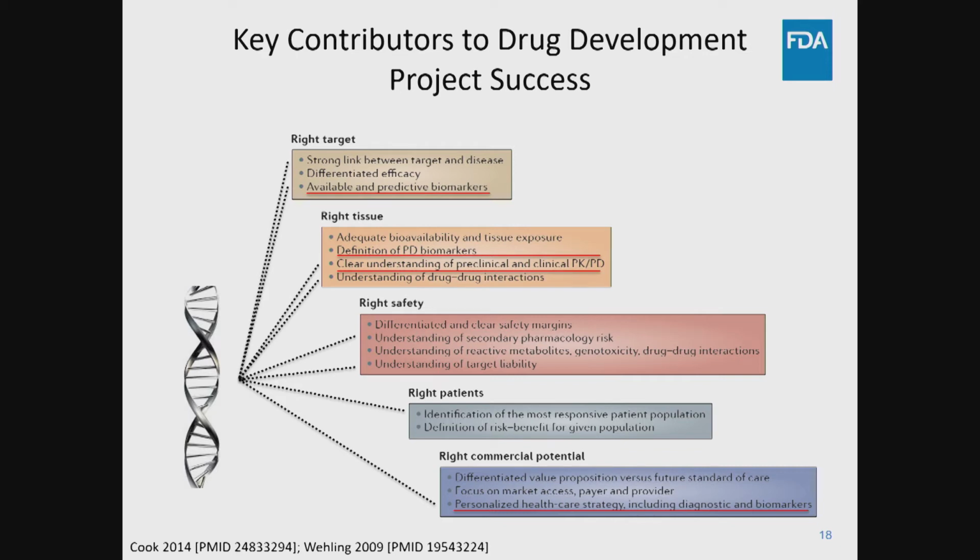What I want to point out here is that in order to determine these things, you've got to be able to have some kind of data to support whether or not you have the right target, the right tissue, the right safety profile, et cetera. And biomarkers can be utilized to inform virtually all of these things. I've underlined on the slide the examples where they specifically mention having biomarkers to determine these things, but it's not really limited to those. Many of the other things listed on this slide can be informed by appropriate use of biomarkers. So this is why biomarkers are considered so important in the drug development setting.